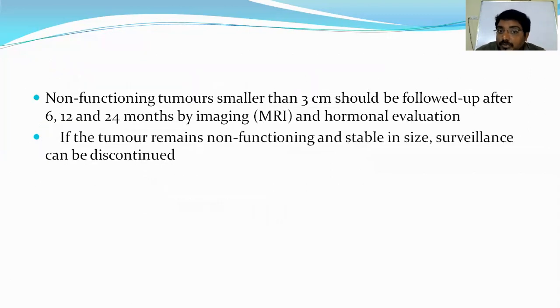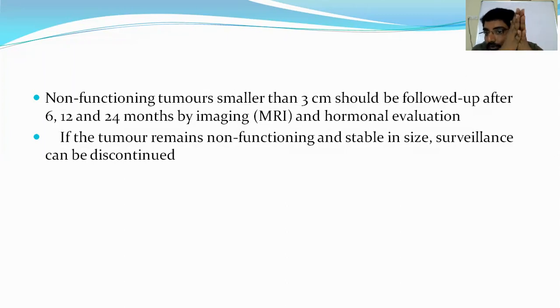In non-functioning tumors smaller than 3 centimeters, we will not go for any surgical resection. We will follow up at 6, 12 and 24 months by imaging, MRI and hormonal evaluation. If it is less than 3 centimeters and non-functioning, we will wait and ask the patient for regular follow-up at 6 months, 12 months and 24 months with MRI and hormonal evaluation to rule out any increase in size or hormonal imbalance. If the size increases, we will go for surgery. Otherwise, we will leave it. If the tumor remains non-functioning and stable in size, surveillance is to be continued.